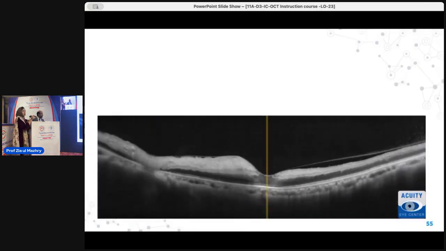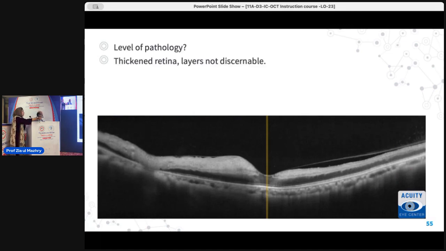So is there a pathology? Yes, there is a pathology. So the student gives the diagnosis and gets the prize. So the level of pathology here, over here the retinal layers are not discernible. I will briefly give you a clinical history of this patient. This patient recently had an attack of stroke and came to us with a sudden loss of vision. Can anybody tell the diagnosis now?